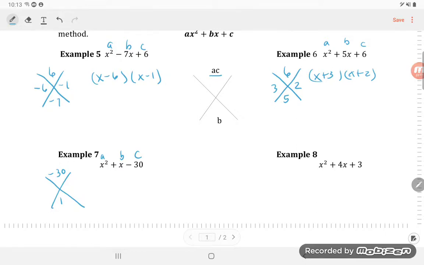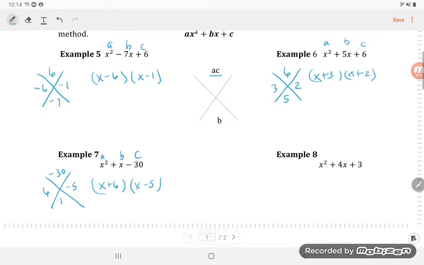Two numbers that multiply to give me negative 30, they're going to add to give me a positive 1. What are they? Those numbers are 6 and negative 5. The factored form, or my answer, will be written as x plus 6 times x minus 5.